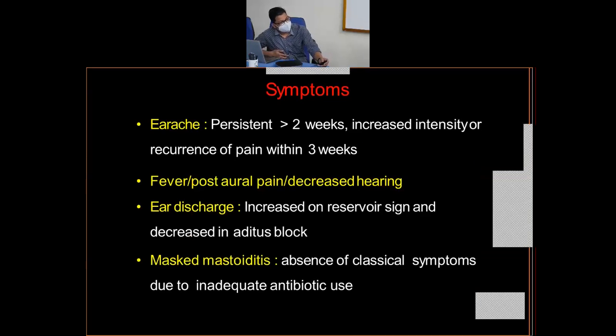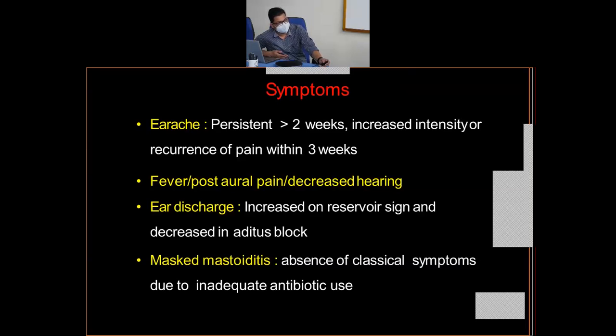Then the mastoiditis symptoms. All the CSOM symptoms will be there, like ARA will be there. Okay, more than 2 weeks, increased intensity and recurrence of pain within 3 weeks. Suppose one patient previously came with ARA, and after 7 days there was no pain, but within 3 weeks the pain recurs. It means there is some hidden infection in the temporal bone. That is, it's mastoiditis. Okay, there is infection in the mastoid cavity which again recurs as ARA.